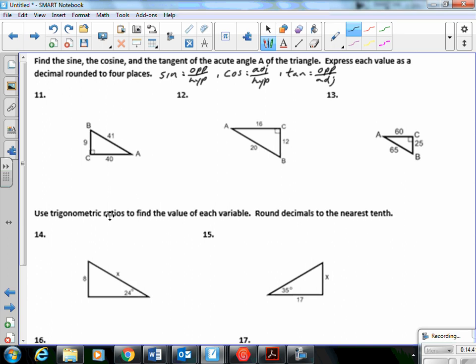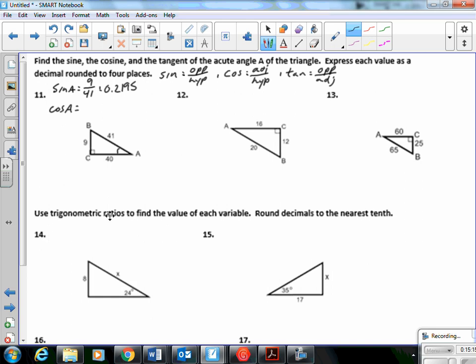So we're going to come up with these, and then you got to put them in a calculator because it wants them expressed to 4 decimal places. So starting off at 11 with A, the sine of A is opposite over hypotenuse. 9 is the opposite side. 41 is the hypotenuse. And 9 divided by 41, 0.2195.